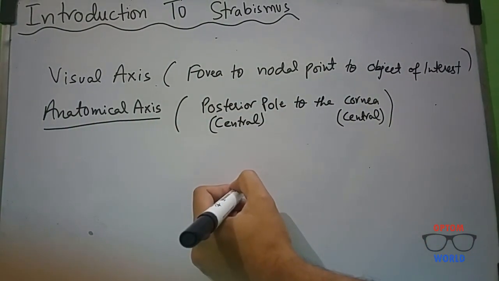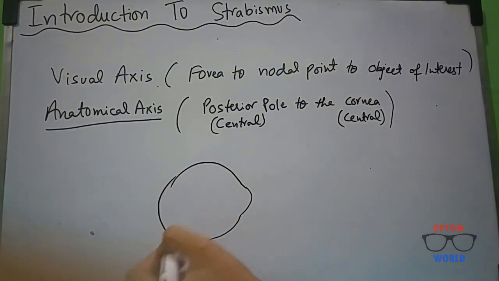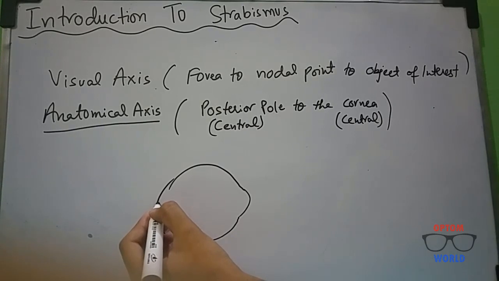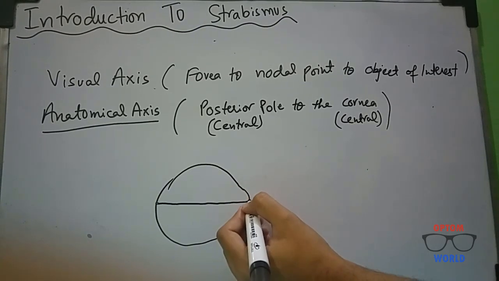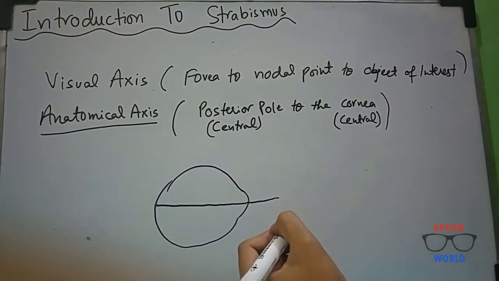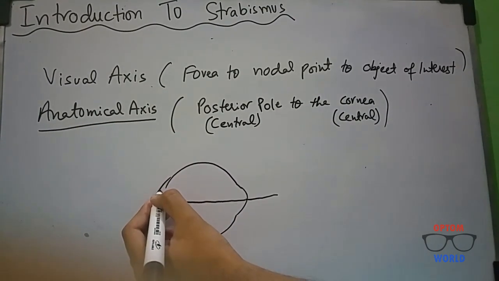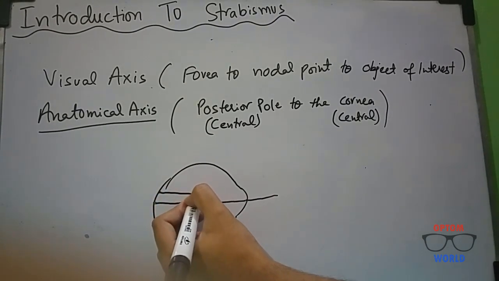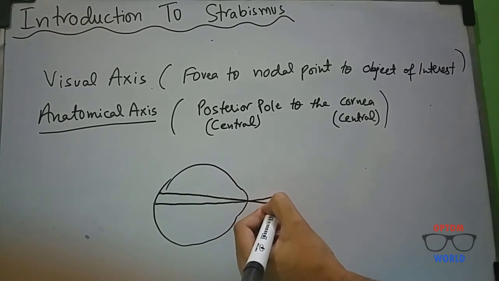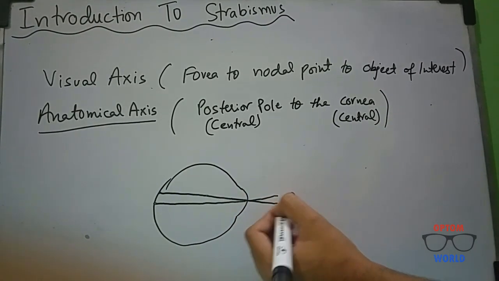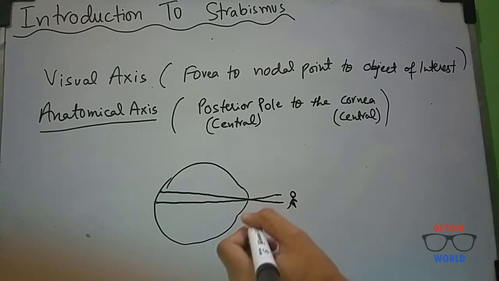If I draw the diagram of an eye, this is the posterior pole of the eye, the posterior surface of the eye. Its central part, an axis goes from here and passes through the central part of the cornea. This is known as the anatomical axis. And another axis, a line passing from the fovea to the nodal point of the eye to the object of interest, the object which the human eye is looking at. This axis is known as the visual axis.